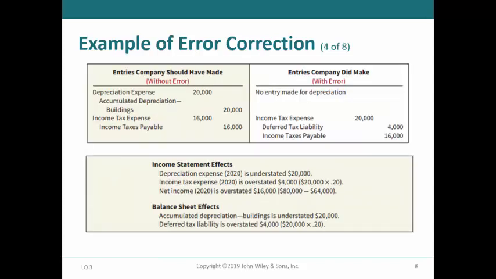We have discussed the income statement effects. The depreciation expense was understated by $20,000. Income tax expense was overstated by $4,000 and net income was overstated by $16,000. It is also important to analyze the balance sheet effects. Accumulated depreciation was understated by $20,000 and deferred tax liability overstated by $4,000. Both of these accounts will need to be corrected as we shall see in the next slide.